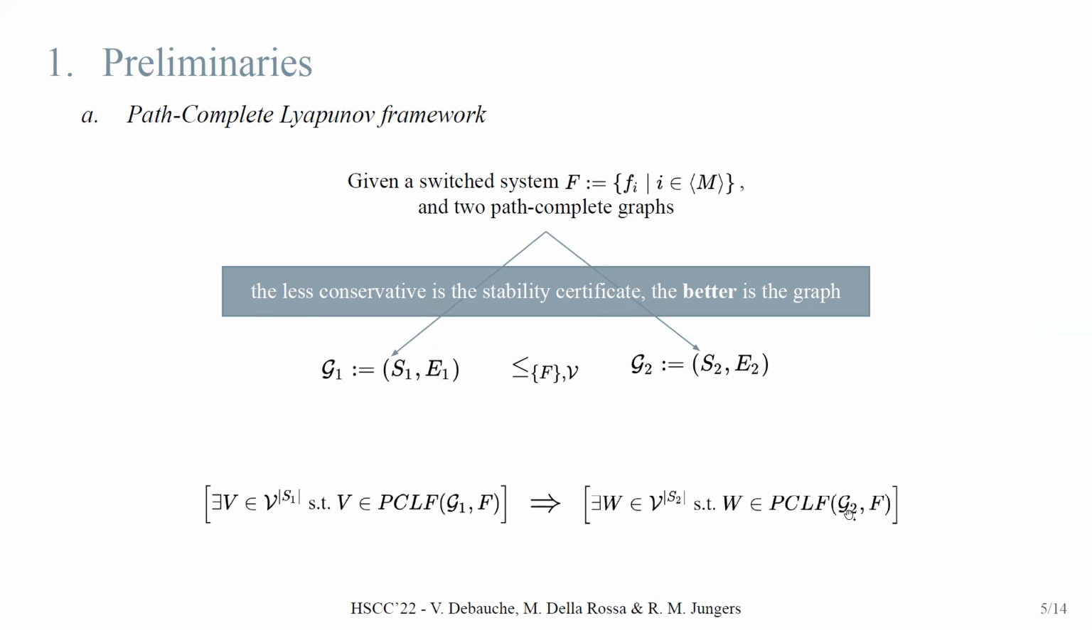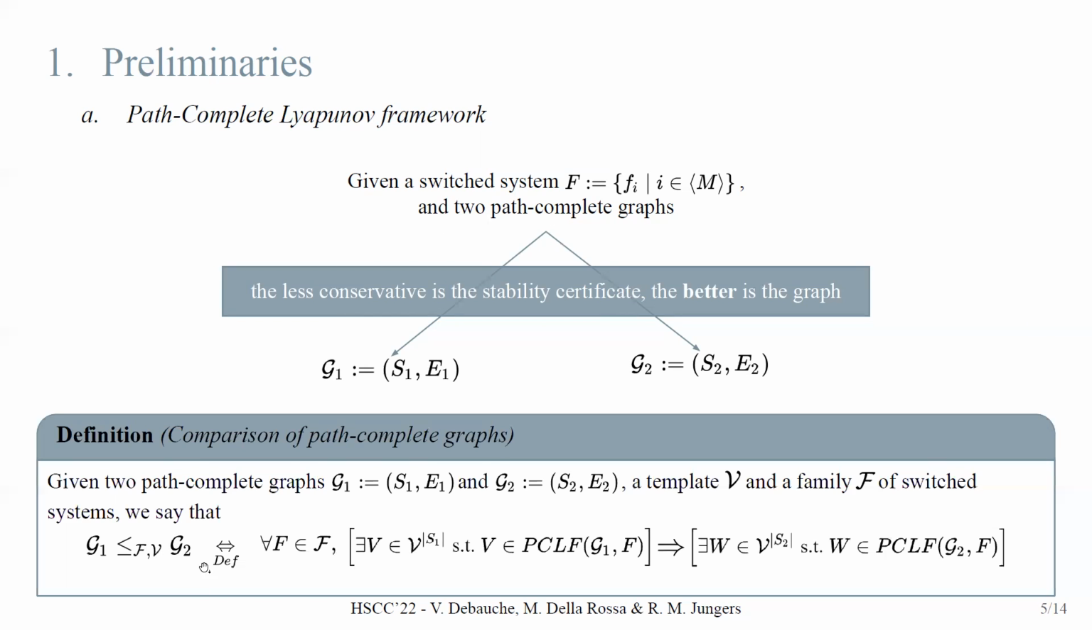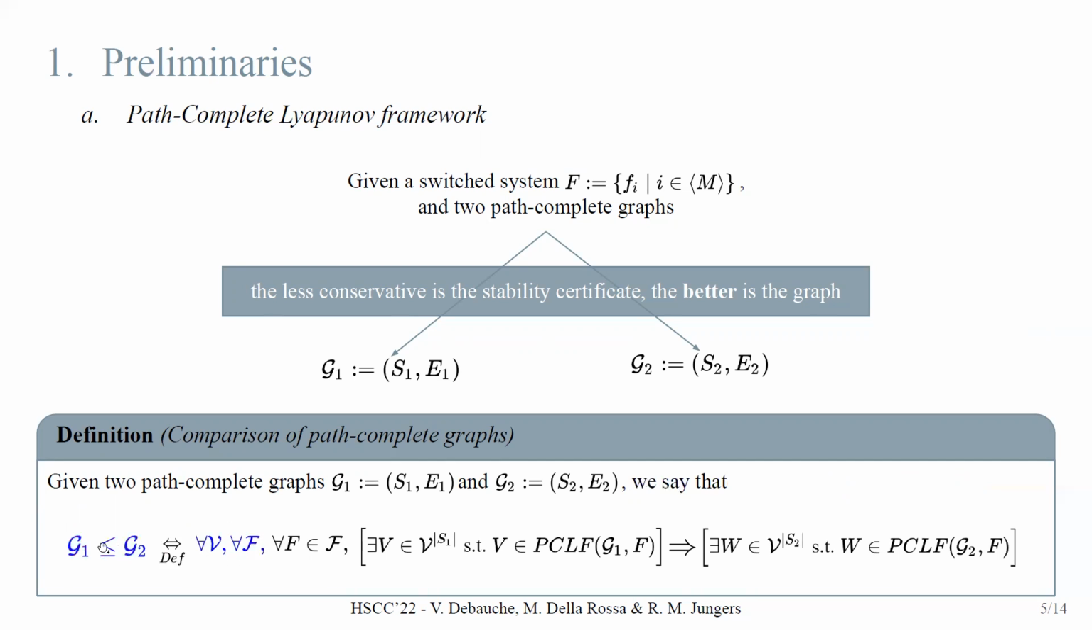And we can broaden this definition to a family of switch systems. So in this case, we will say that G2 is better than a graph G1 with respect to a template V and a family F, if the previous implication holds for any system in the family. And similarly, we can say that G2 is better than a graph G1 with respect to a template V, if the previous implication holds for any family of switch systems. And finally, G2 is better than a graph G1 if and only if the previous implication holds for any template of Lyapunov functions. But the question that we tackle is the following.